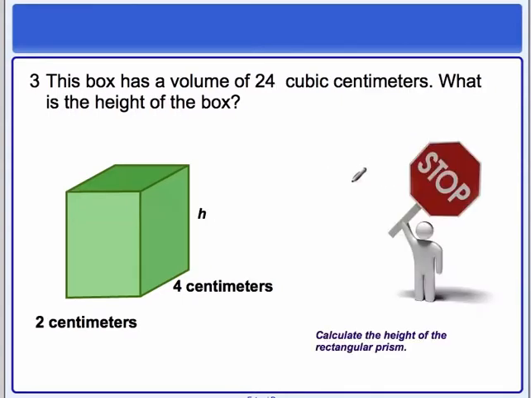This box has a volume of 24 cubic centimeters. What is the height? Write the formula down, substitute what you're given in the problem, and find the height. If you're confused, go back to the previous example. When you're done, that was the last one. Check your work. Make sure you bring it to class.